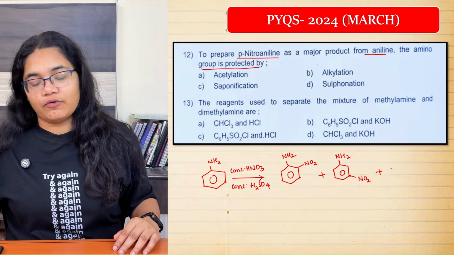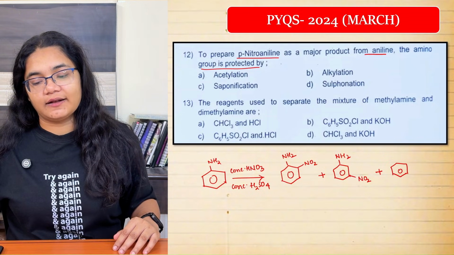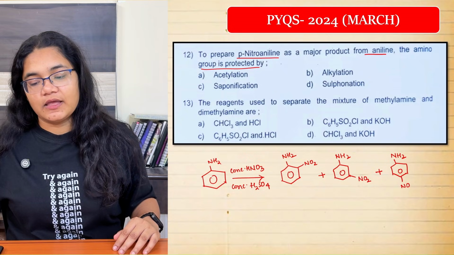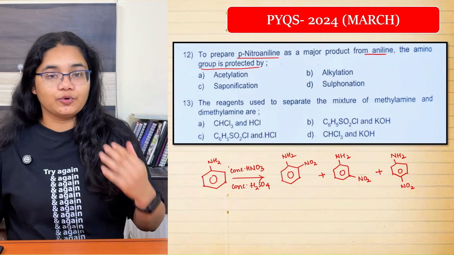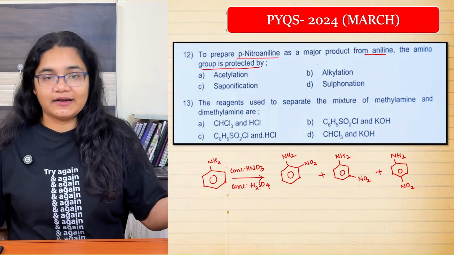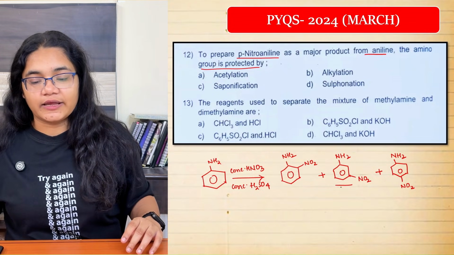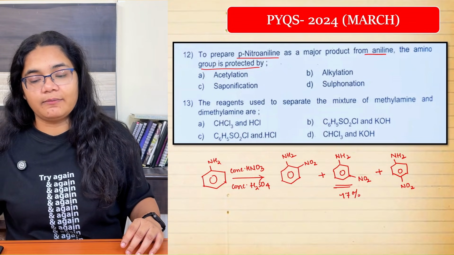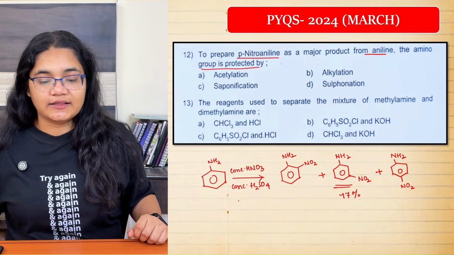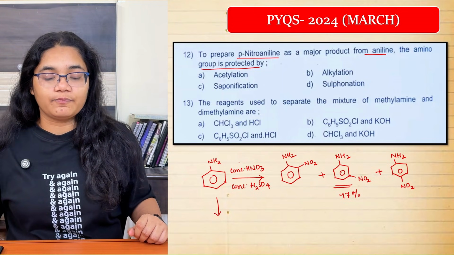Okay, here obviously the question comes that why we get the meta product, and the reason being that in such an acidic medium the NH2 group becomes protonated and then it becomes a deactivating group, and that is why we also get almost 47% of the meta product. But the question is asking that if I want only para nitro group, then what you need to do?